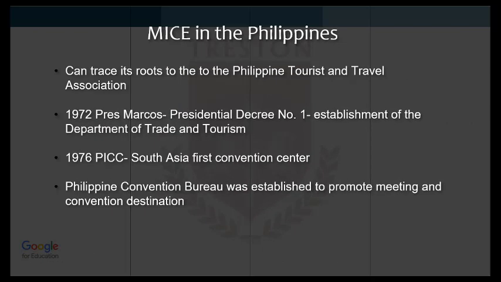So what is the scenario in the Philippines when it comes to MICE? It is traced way back to the 1970s when President Marcos decreed Presidential Decree Number One to establish the Department of Trade and Tourism. You can see in this slide some of the history of MICE in the Philippines, where it can be traced back to the Philippine Tourism Travel Association.